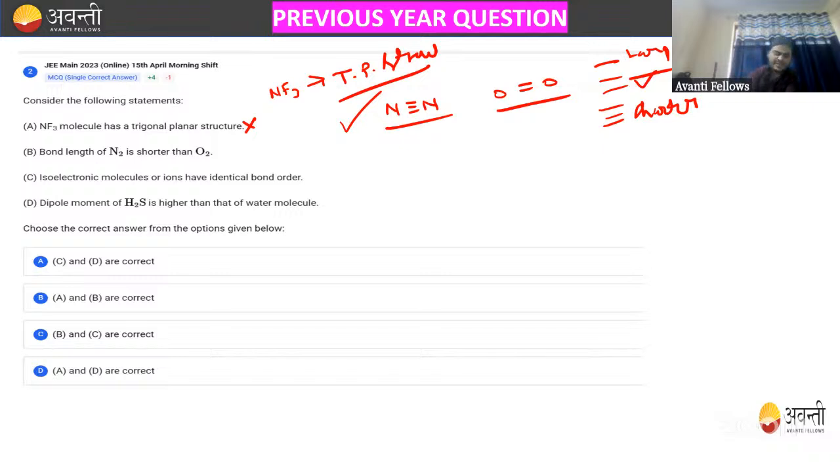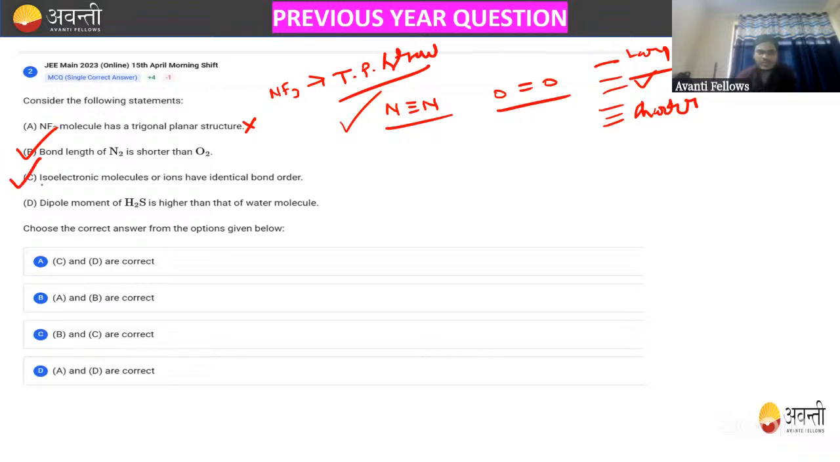That is, the bond length of N2 is shorter than O2 due to the smaller atomic radius of nitrogen as compared to oxygen. तो B तो सही है. Good. Now next move कर C पे. So see, isoelectronic molecules or ions have identical bond order. So this is also correct. Isoelectronic means they have the same number of electrons. ठीक है? So if they have the same number of electrons, their bond order remains the same. Okay. So this statement is also correct.